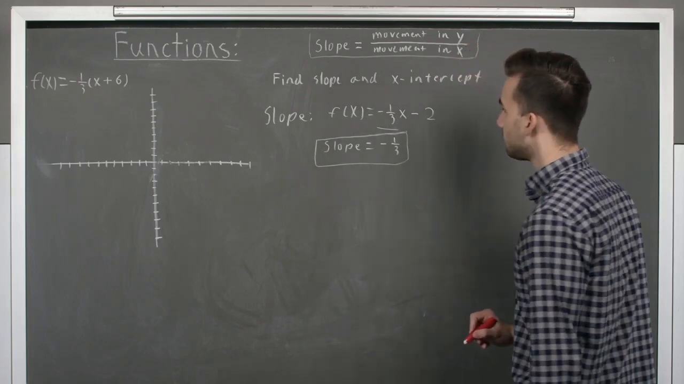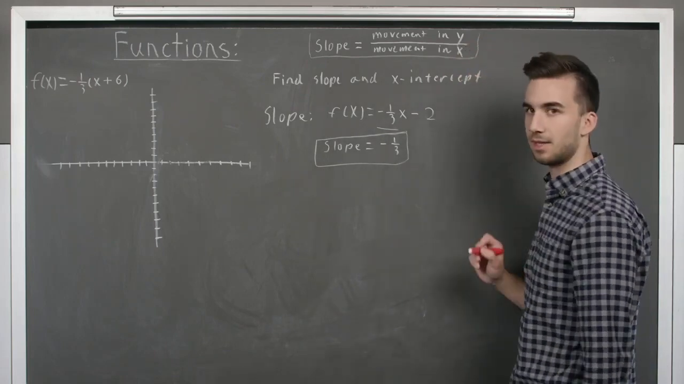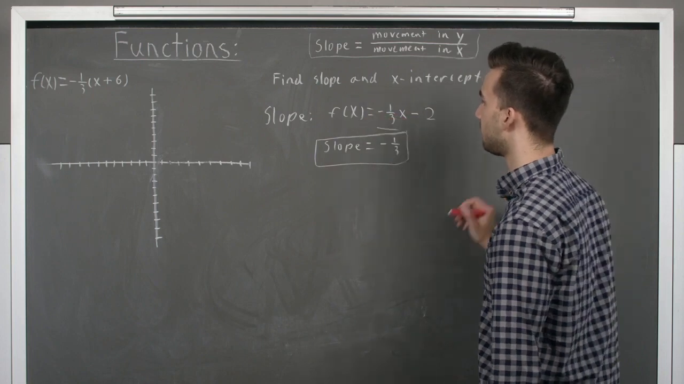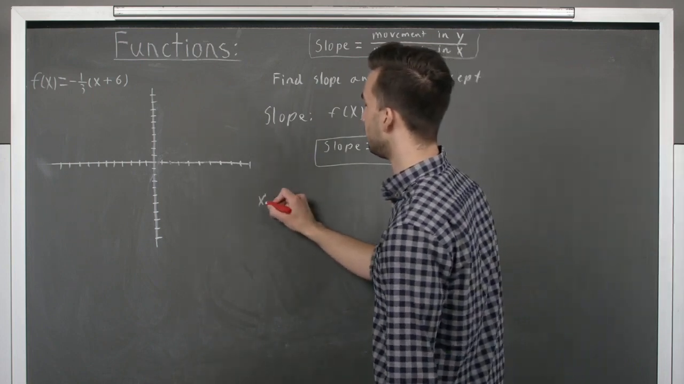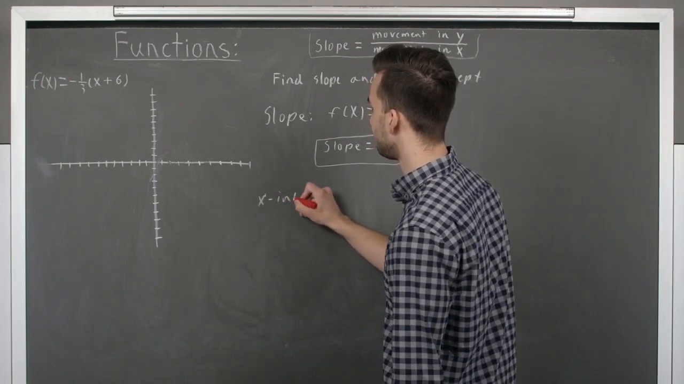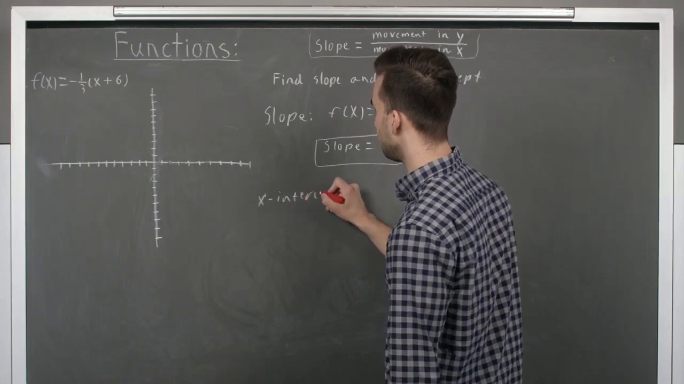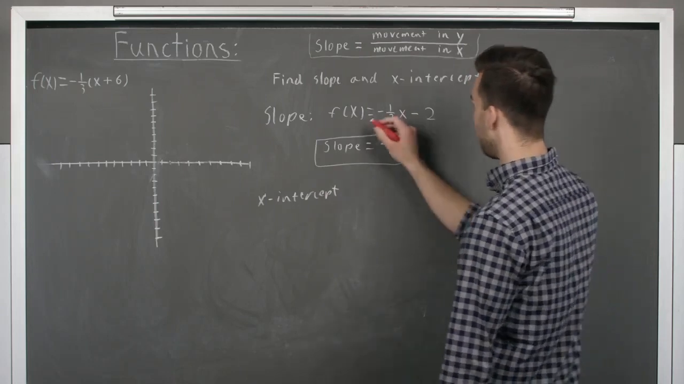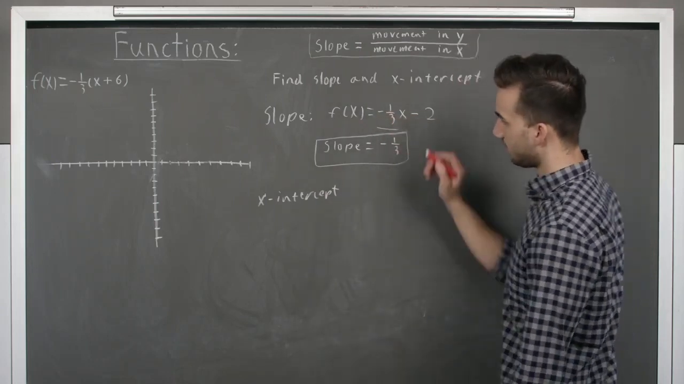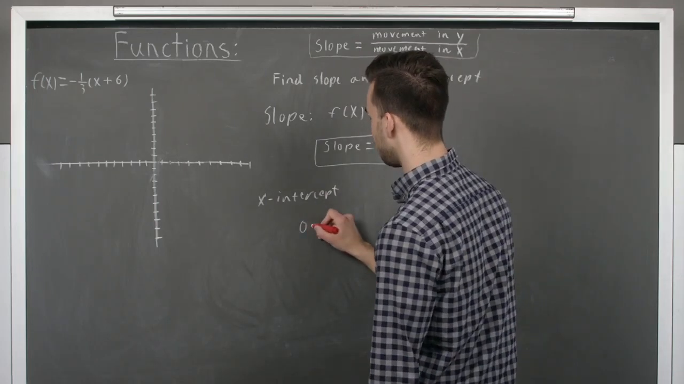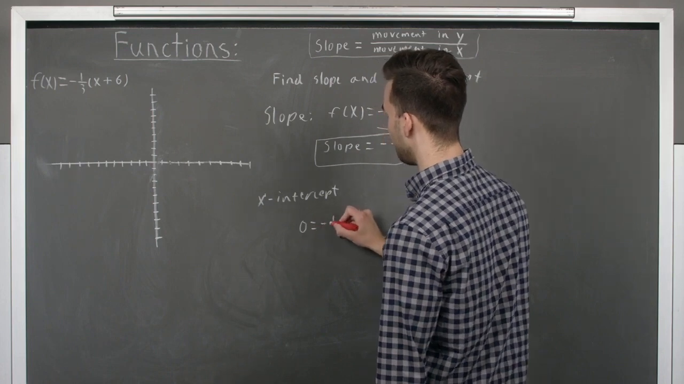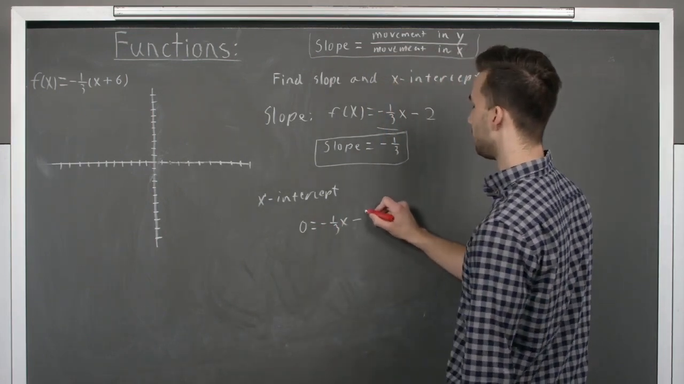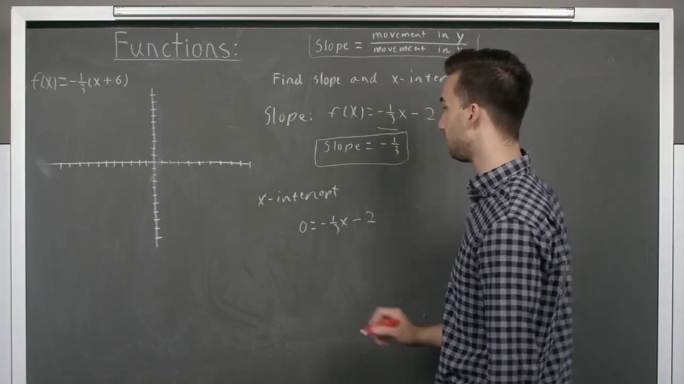And when we're trying to find the x-intercept, what do we have to do? Well, we just have to set this whole function equal to 0, and then it becomes an equation that we can solve. So if we set f of x equal to 0, we have 0 equals negative 1/3 x minus 2. Do you see how we do that?